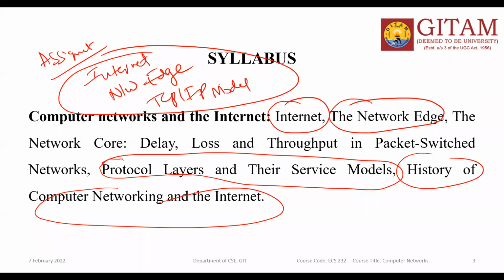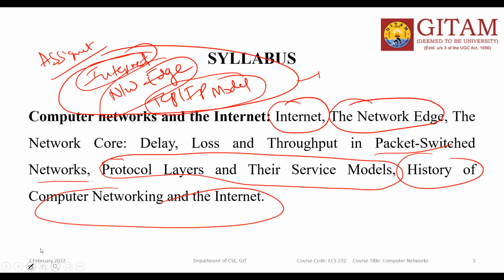TCP/IP model, whatever I explained in the ISO model, almost all is the same. But here, whatever the 7 layers do in the ISO model, they divided this entire task and distributed it to 4 layers in the TCP/IP model. The explanation is the same. It also contains the internet layer, and it also contains the transport layer. But your responsibility is to write an assignment on the TCP/IP model, on the internet, and on the network edge. Tomorrow we will discuss what is delay, what is loss, what is throughput in packet switching networks. I will explain all these things.